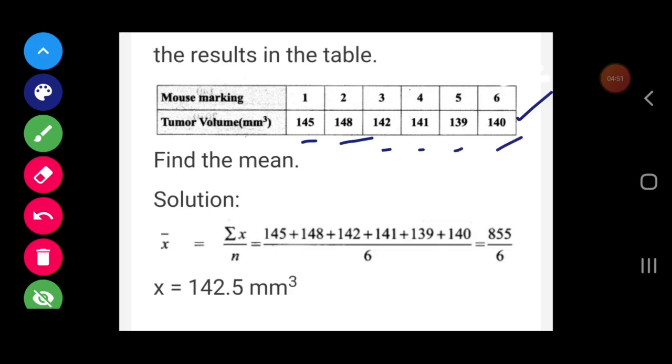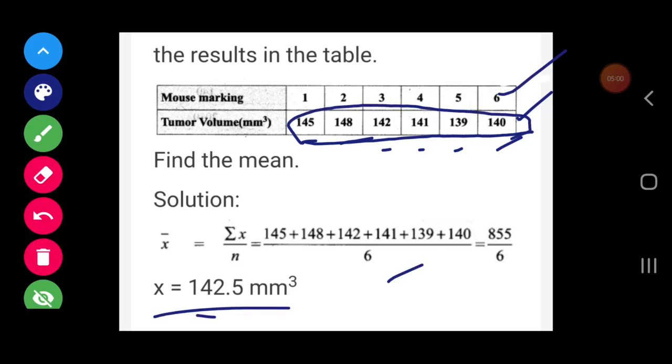Here we have to add these values to find the mean value. The number of mice is 6, so we have to divide by 6, so it will be 142.5.